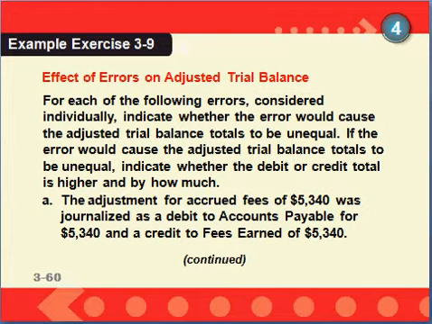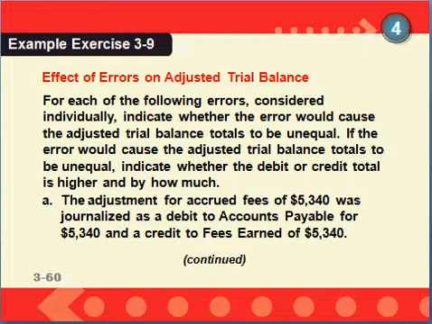And it wants us to tell how each one of these errors affects things individually, and then tell whether or not we can have an error and still have our debits equal our credits, or we can have some errors in which our debits won't equal our credits. The first one, it says the adjustment for accrued fees of $5,340 was journalized as a debit to accounts payable for $5,340 and a credit to fees earned, $53,440. So we can see our debit equals our credit.